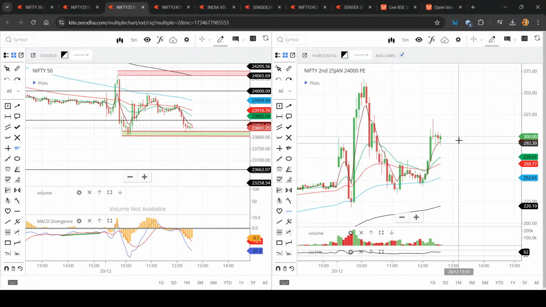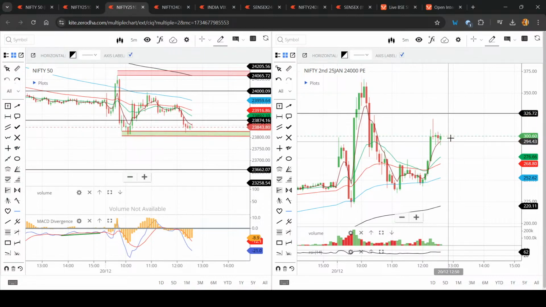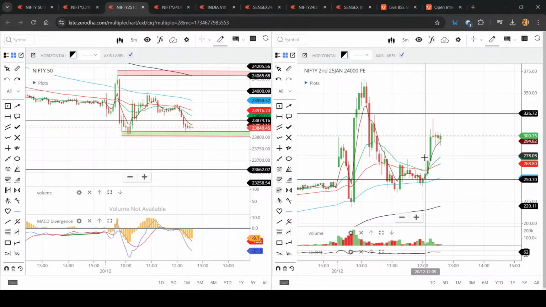All right, so if sequentially you want to add another lot, you can add around 325. You have taken the trade here, keeping a stop loss around 250. So this is the range for the option to move. And why are we trading the second Jan expiry? Because it has more lots and it has more time value. The more time value it has, the less volatility it is expected to have. All right, let's observe.